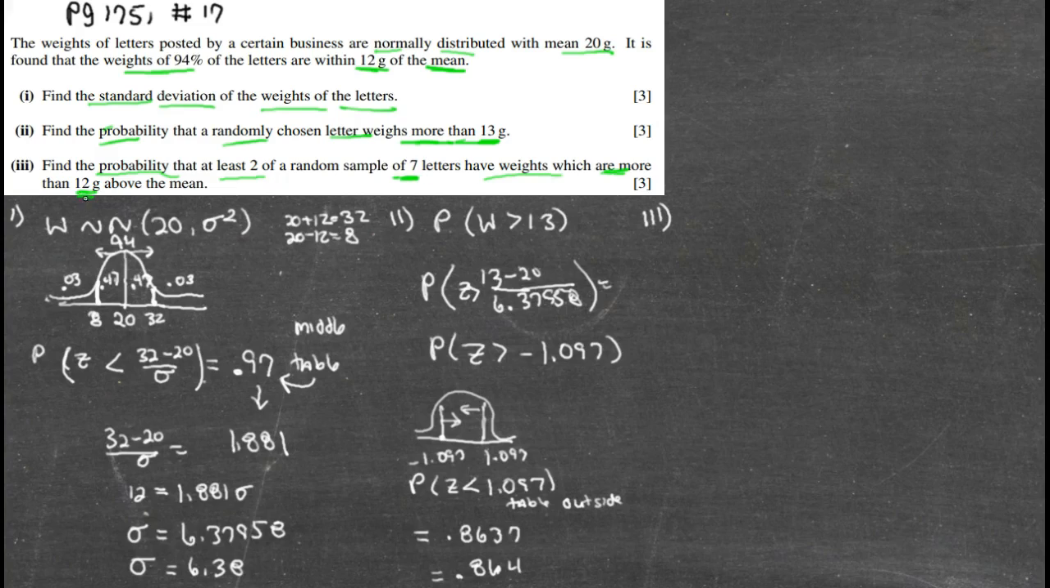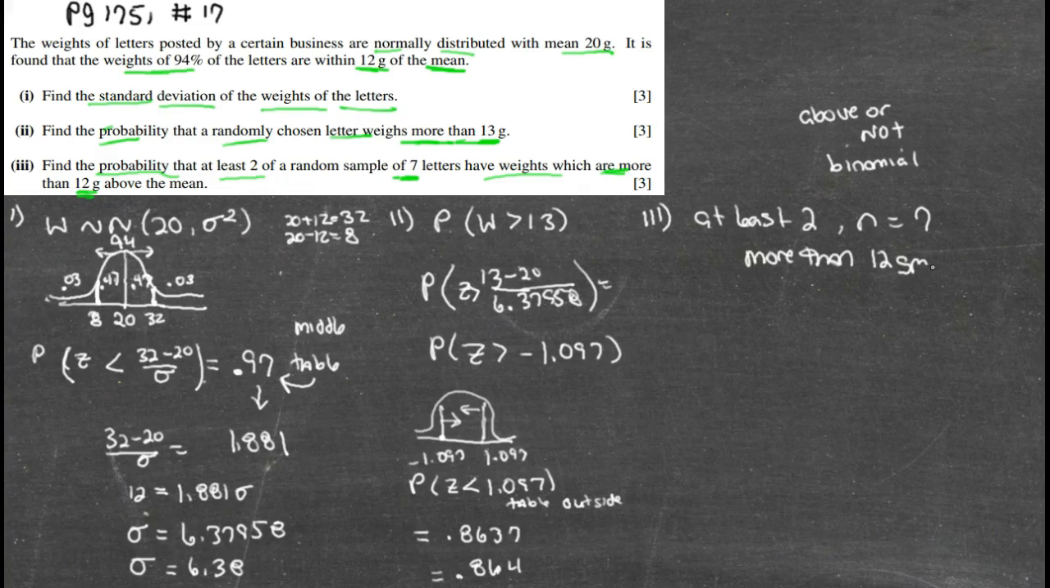Now in part 3, find the probability that at least 2 of the random sample of 7 letters have weights which are more than 12 grams above the mean. So even though these problems have been dealing with normal distribution, if you take a look at this one, this is a binomial situation. It's either going to be above the mean or not. And we've got a random sample, and it's 7. That's way too small to be using an approximation. So we use the formula, and we just multiply it out.